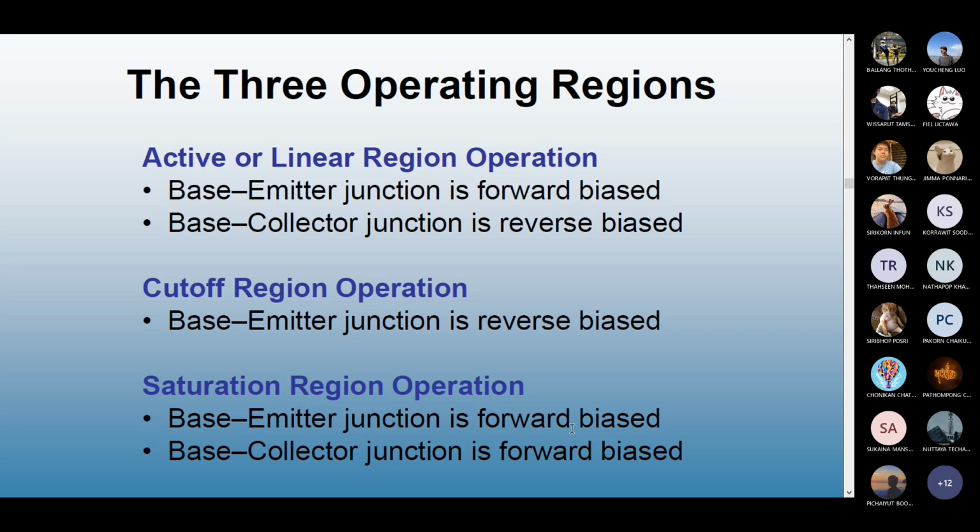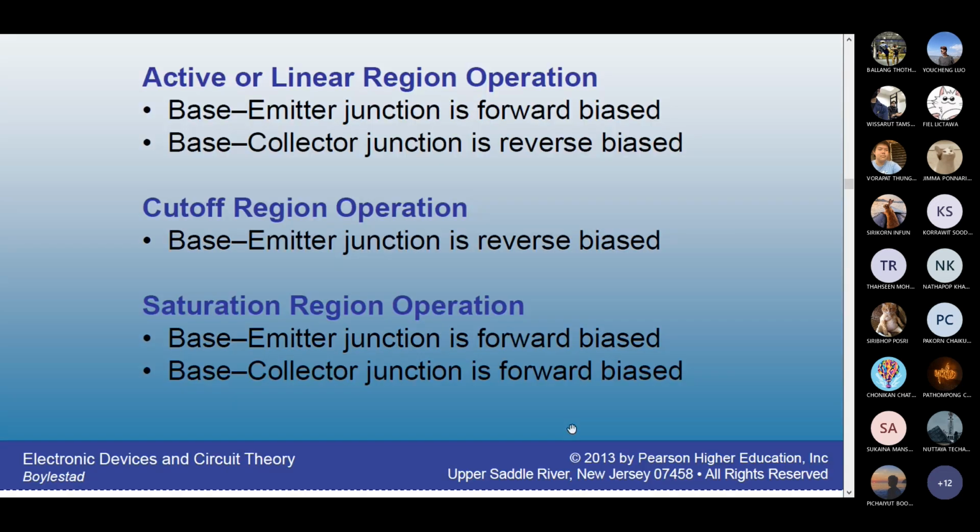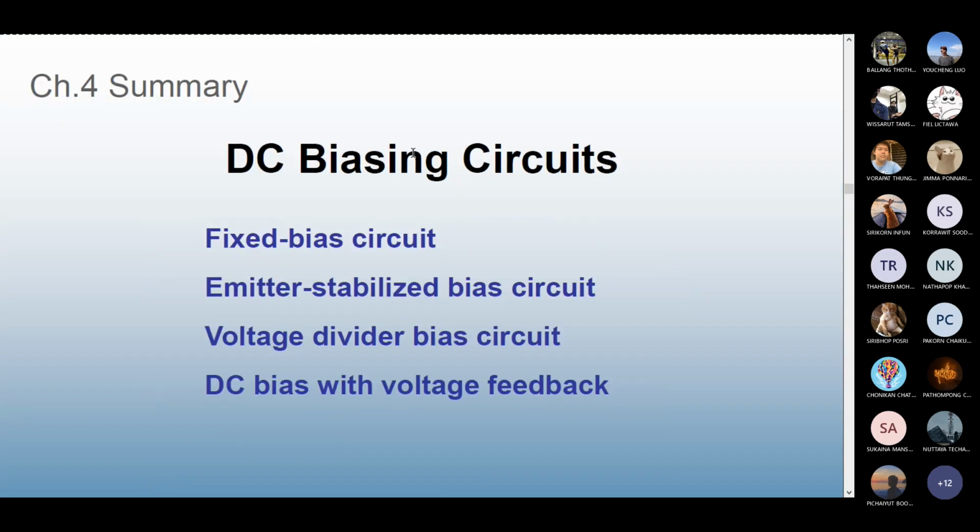It is kind of hard to memorize and understand if you don't have a corresponding picture. But the idea is that for the three regions, the two junctions are biased in different ways. You see, for saturation, both are forward biased. For cutoff, both should be reverse biased, although it's not written. And for active, the input side, base emitter, is forward biased, and base collector, the output side, has to be reverse biased.